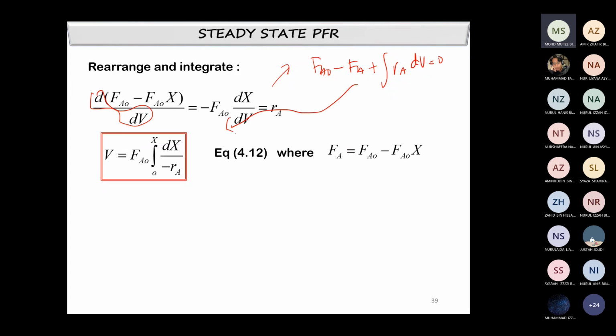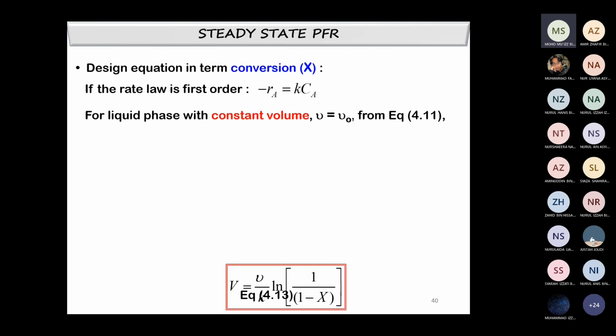Okay, so kita buat sesuatu macam tadi juga. Kita try to design the equation in terms of conversion X if it's given that the rate law is first order. Okay, so this is for liquid phase, constant volume. Okay, volumetric flow rate dia akan sama, same as the initial one.